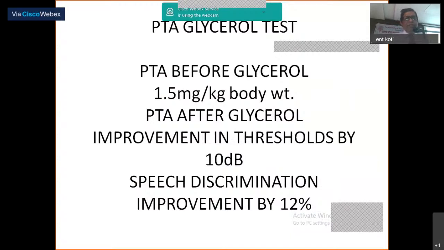So how do you know that the patient has got Meniere's? Improvement in thresholds by 10 decibels. Speech discrimination score will improve by 12%.